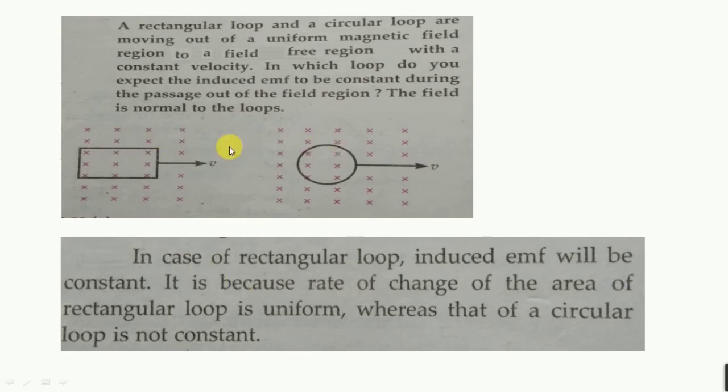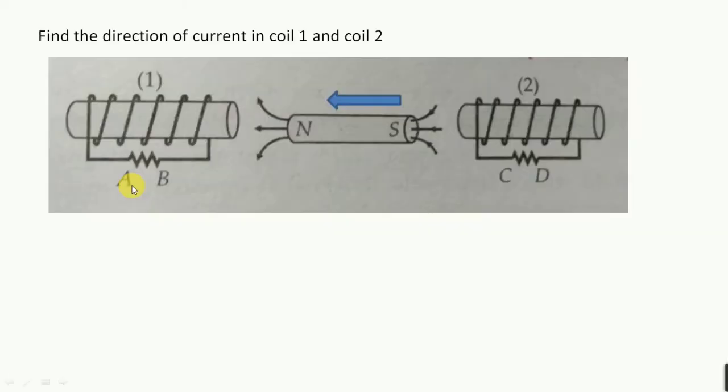So now in this question you have to tell in which conductor the EMF produced will be constant. Out here, if you see this, if this rectangular coil comes out, the change in area will be equal, but out here first the change in area will be less and afterward it will be more. So in this case the EMF is constant.